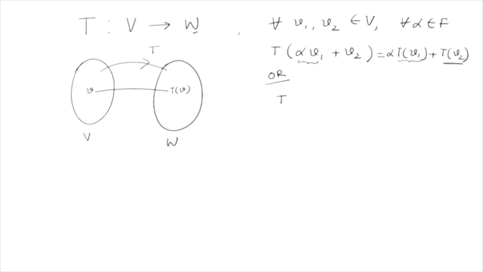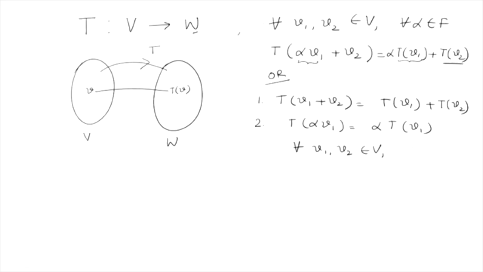This property can also be stated as two properties: first, T of v1 plus v2 is equal to T of v1 plus T of v2, and second, T of alpha v1 is equal to alpha times T of v1, for all v1, v2 in V and alpha belonging to the field. So we club these two properties in this single step. If a function T from V to W satisfies these two properties, then we say that T is a linear map or a linear transformation.